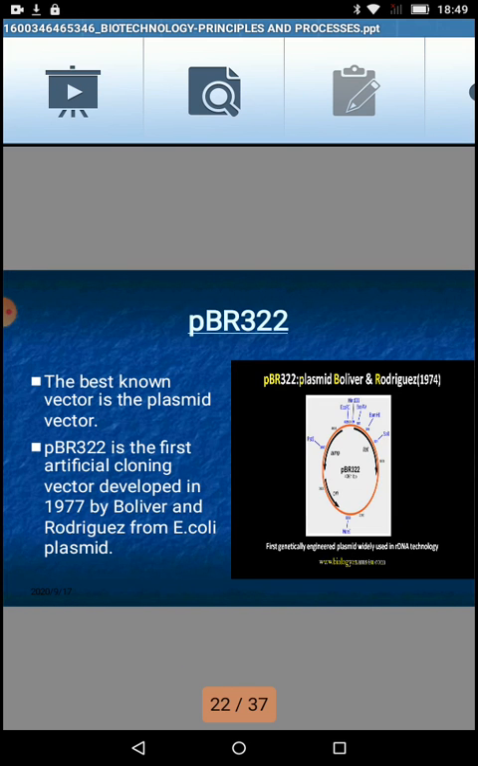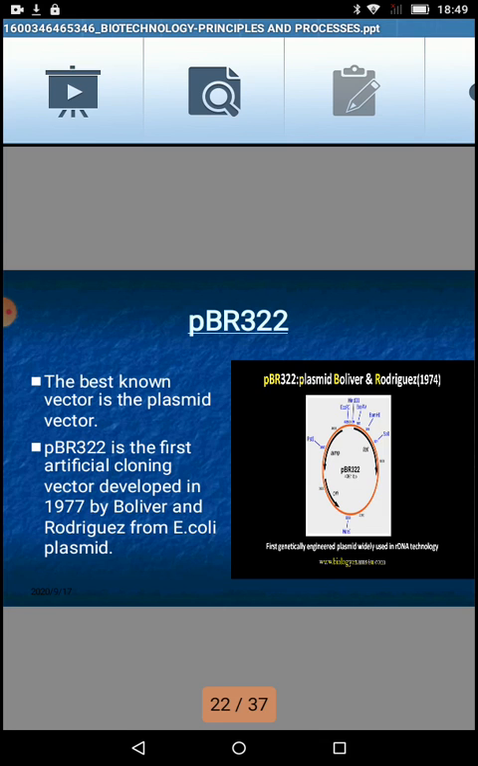pBR322 was the first plasmid which was used as a vector, and it was made by two scientists, Bolivar and Rodriguez. That is why, in the name pBR, p is for plasmid, B is the first letter of Bolivar and R is the first letter of Rodriguez. So this was the first vector which was constructed and used in biotechnology.